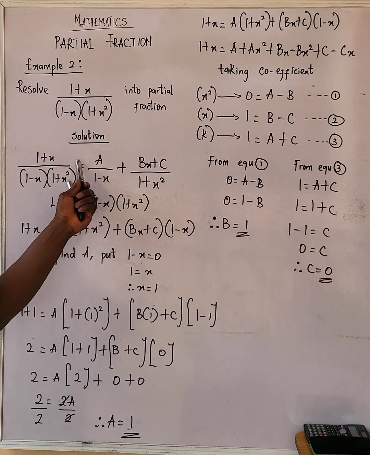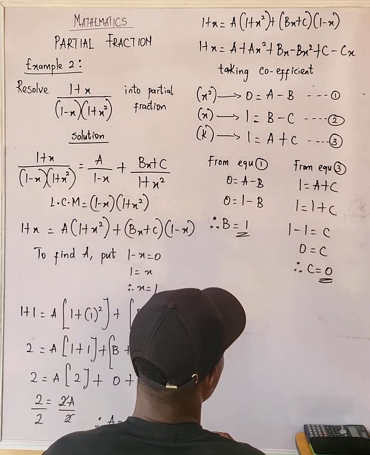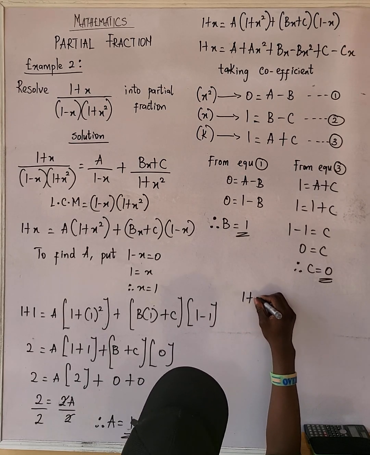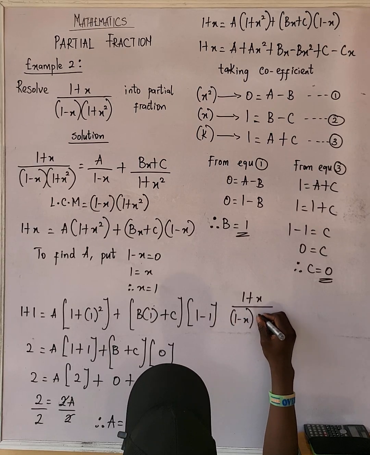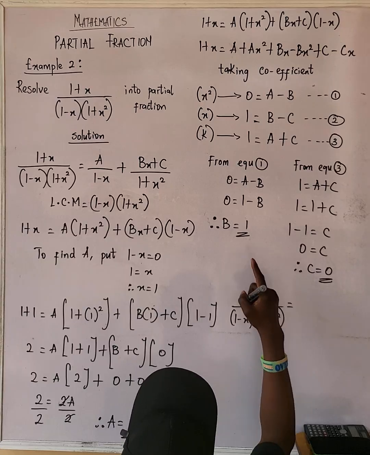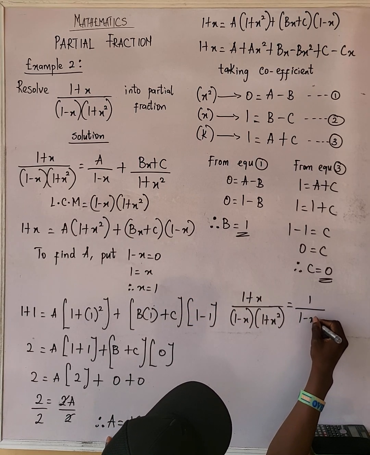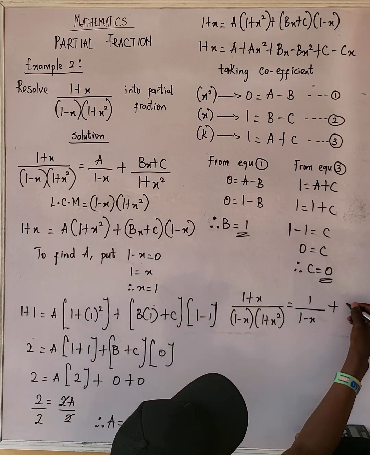So don't forget you have to come back into the partial fraction and insert. So you come back into the partial fraction and insert. So what do we now have? We have (1 plus x) over (1 minus x)(1 plus x squared) equals, what's our a? The a is 1 over 1 minus x, right? Then plus, what's our b? b is 1, right?